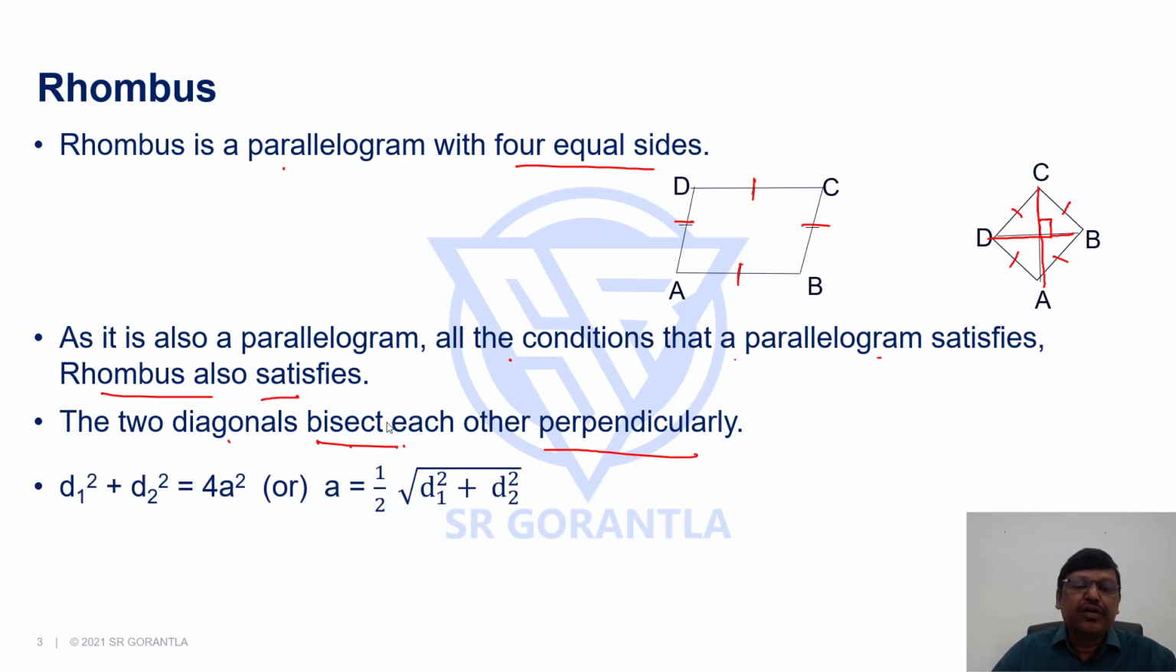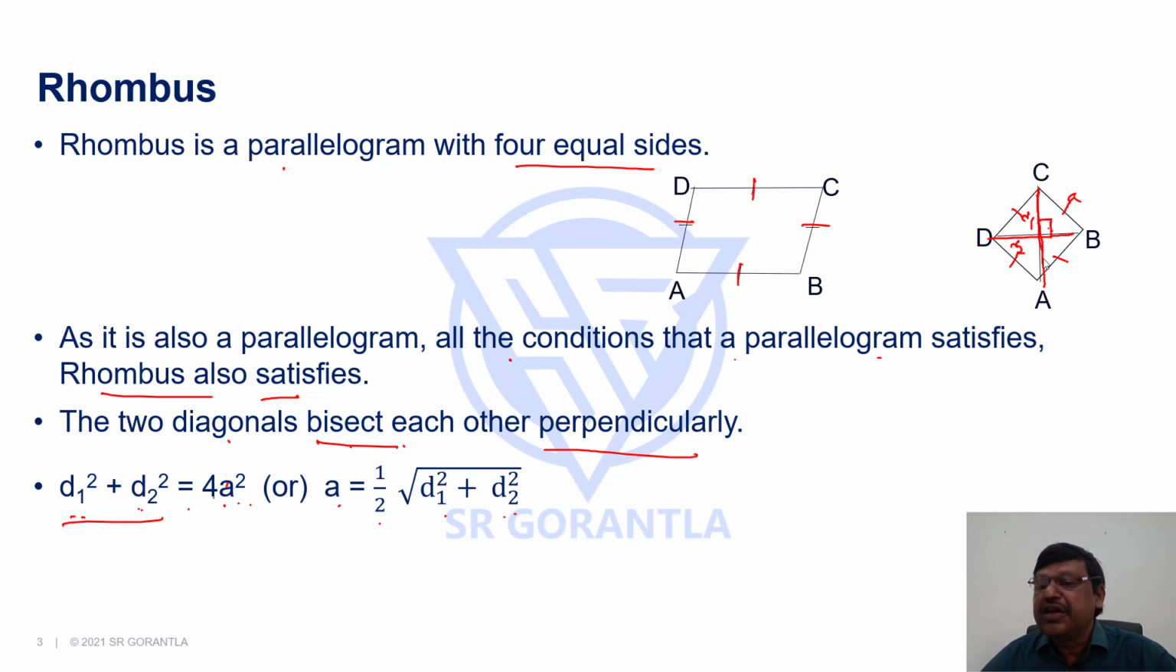Now, d1 square plus d2 square is equal to 4a square. d1, d2 are the two diagonals and a is the side. All 4 sides are equal. So the relation is d1 square plus d2 square equals 4a square, or a equals half of square root of d1 square plus d2 square. Even this has come from this property that the diagonals bisect each other at right angles.